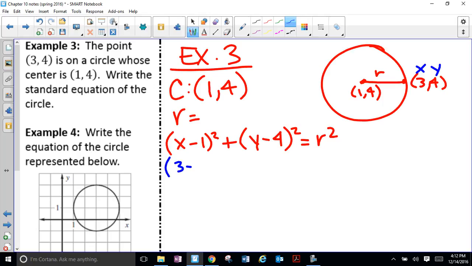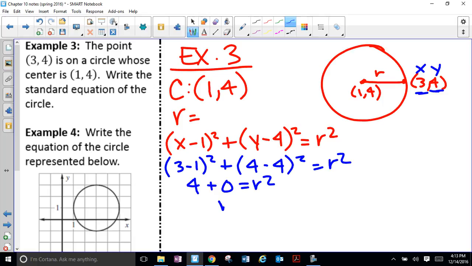So I could do 3 minus 1 squared, because that's the x value of this point here, plus the y value, which is 4. So 4 minus 4 squared equals r squared. Well, 3 minus 1 is 2. 2 squared is 4. 4 minus 4 is 0, so that's 0 equals r squared. So your r squared equals 4. So all I have to do now is come back. I already have r squared. You can figure out what r is. R is 2, but you don't have to because you need r squared for the equation here.